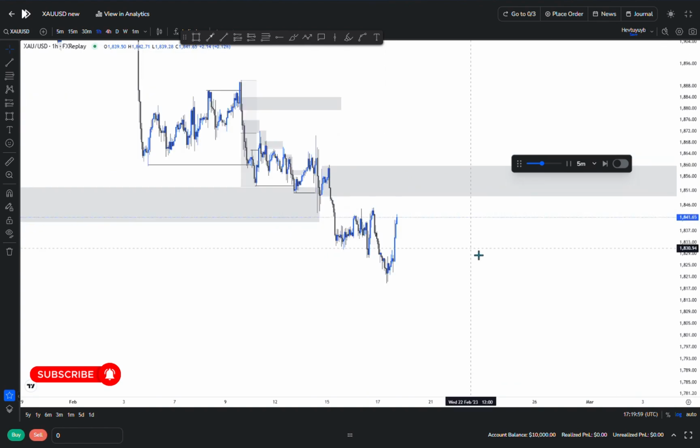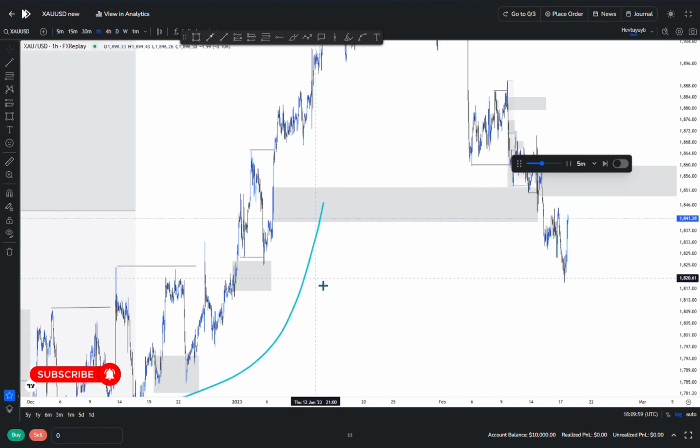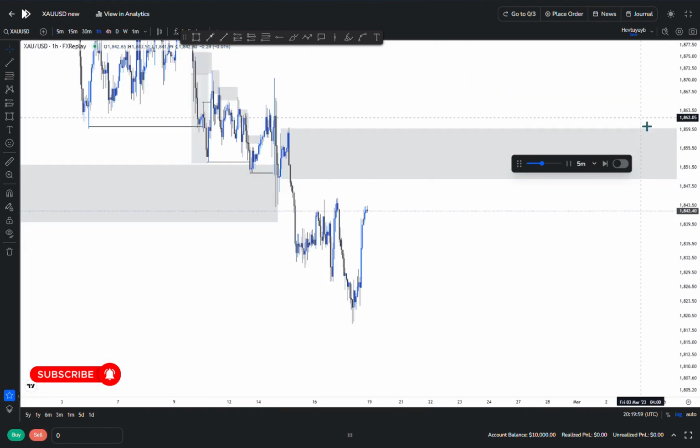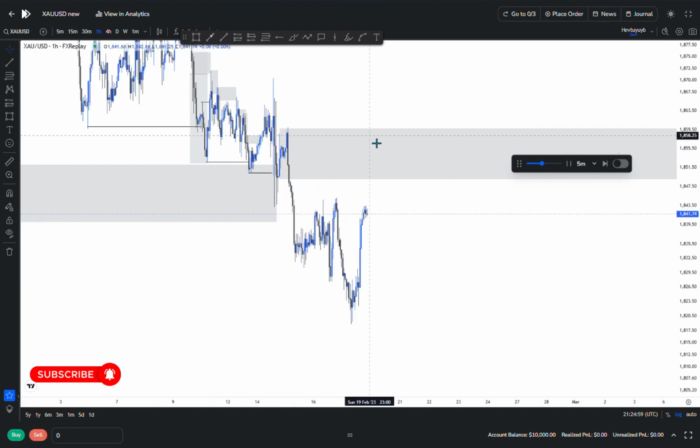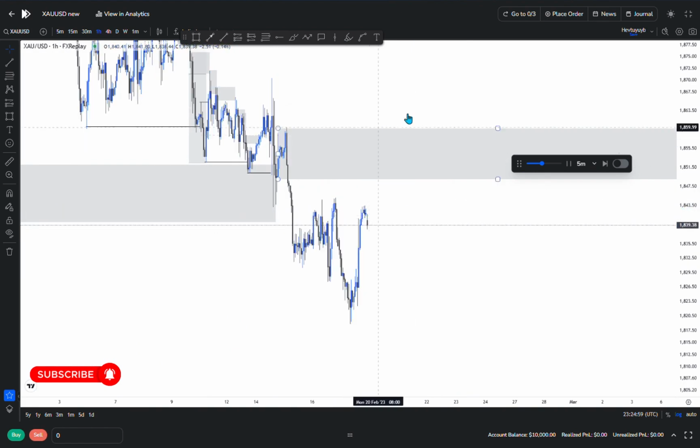Let's see if price is going to come to our point of interest, and let's see if we will now get confirmation to enter.